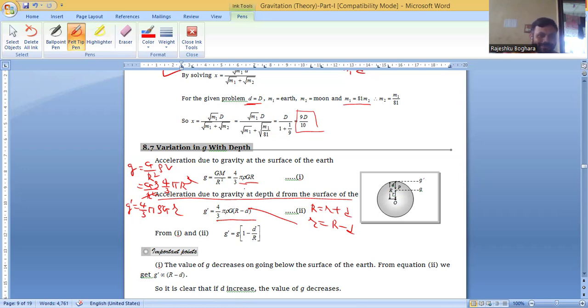Now take the ratio. So g d is equal to g into 1 minus d by R we get. Taking the ratio of the two, the common terms cancel, so we get R minus d upon R, that is 1 minus d by R. With height we had taken h very less than R, then g dash is equal to g into 1 minus 2h by R.